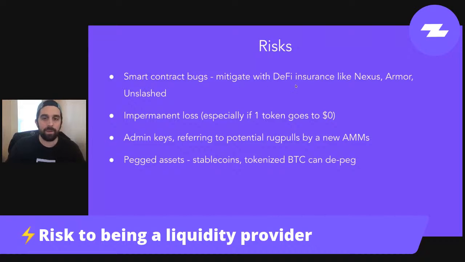We can also mitigate that risk with DeFi insurance like Nexus, Armor, and Unslashed. So those are other options. I can basically buy car-like insurance for my assets that are deposited into different DeFi apps like liquidity provision. We talked about impermanent loss, and then there are admin keys.